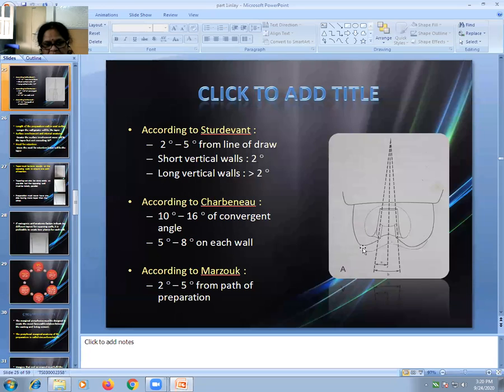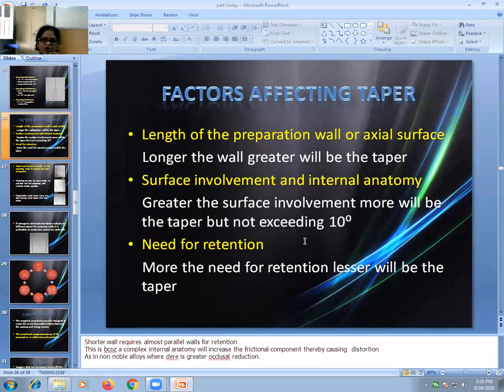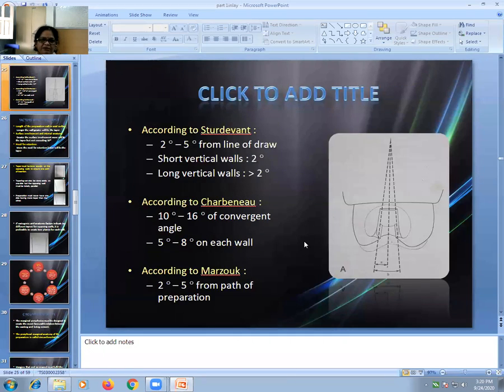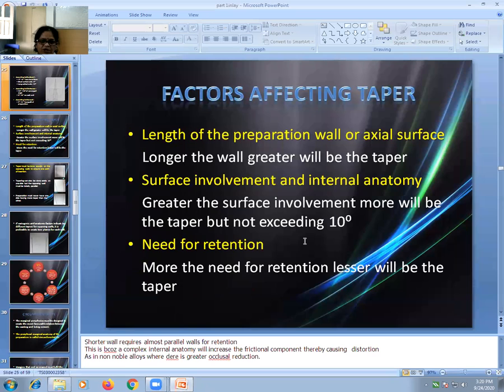And according to Charbeneau, he says that each wall should have 5 to 8 degrees of taper, meaning that much convergence you are doing. So what are the factors affecting the taper? Because with this earlier information, you can understand how you are deciding how much taper you have to do. Those factors are the length of the preparation wall or axial surface. The longer the wall, the greater will be the taper. If your wall is longer, then the taper will be greater.